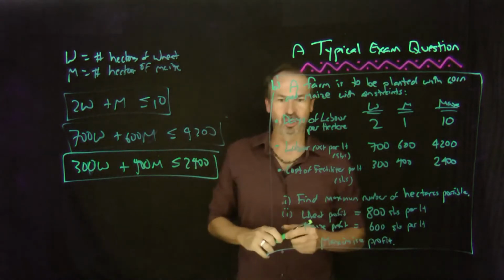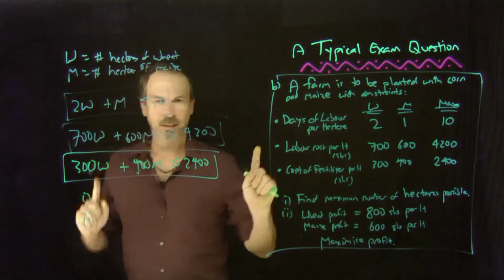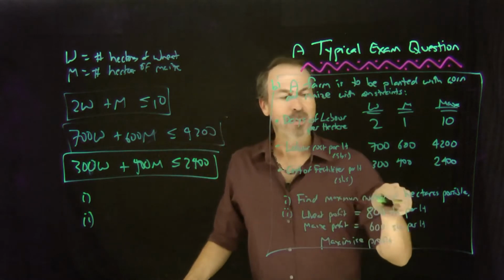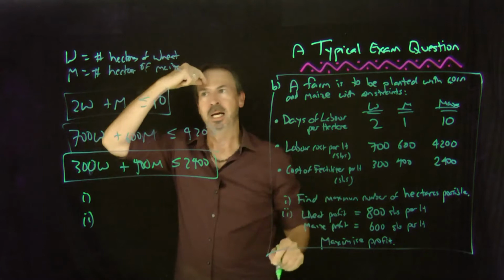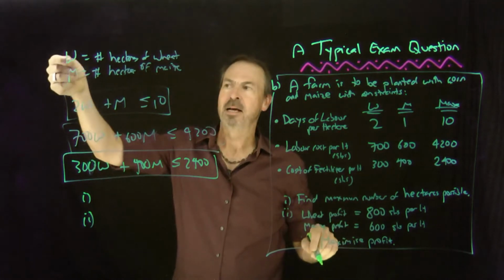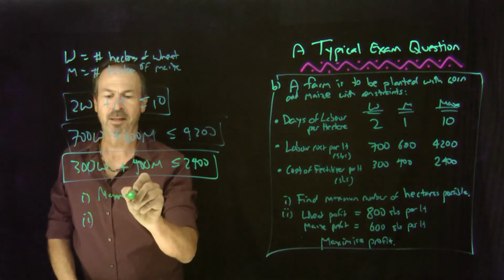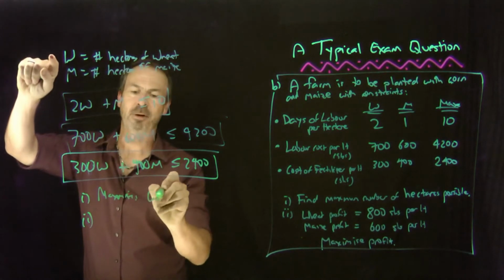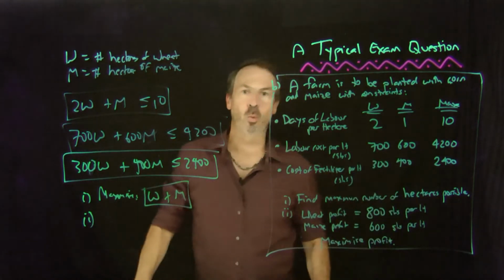And now I want to do 2 things. Part 1, as opposed to part 2, careful. What's the maximum number of hectares that we could possibly plant here given these constraints? Well, we're going to have W hectares of wheat and M hectares of maize. So we want to maximize in the first part. The total number of hectares would be W hectares plus M hectares. We have to maximize W plus M in part 1.